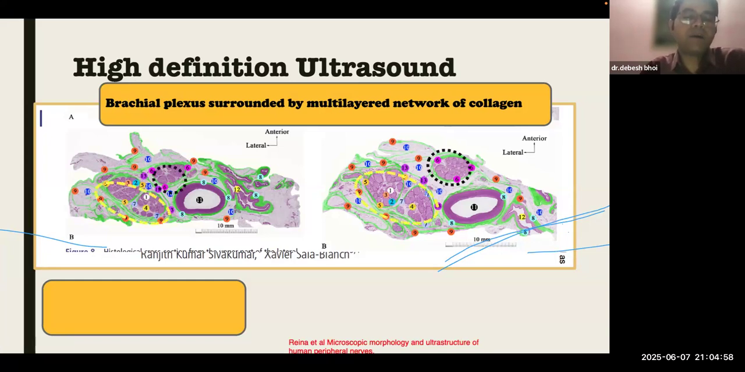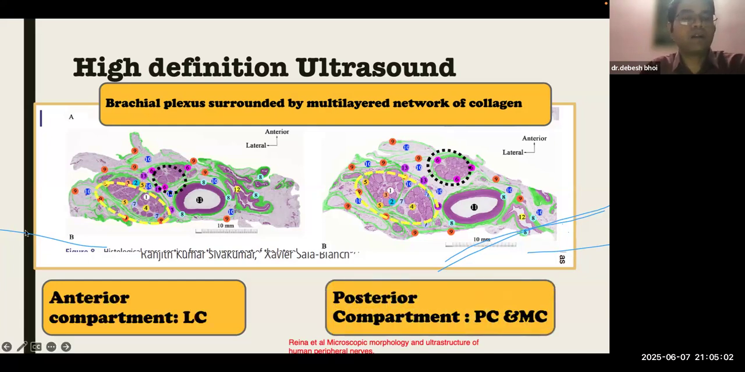Also, there are two compartments here. One is the anterior compartment, one is the posterior compartment. The anterior compartment contains the lateral cord. The posterior compartment contains the posterior cord and the medial cord. So sometimes if the drug is not deposited effectively, and only one compartment is covered, the other might be spared. These are basically the implications of the brachial plexus elements at the level of the infraclavicular area.